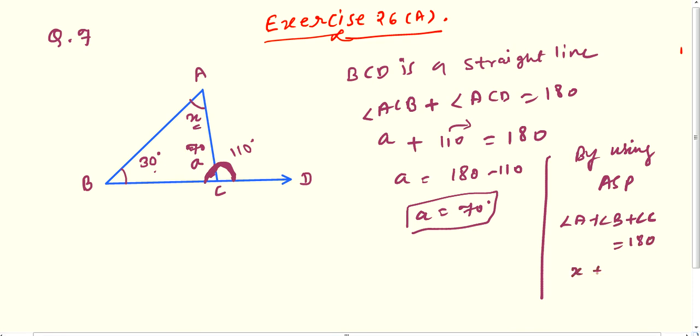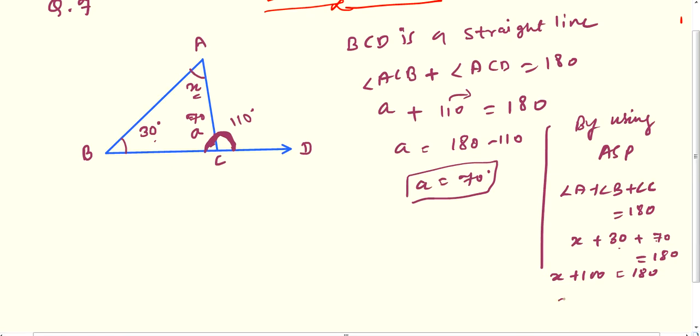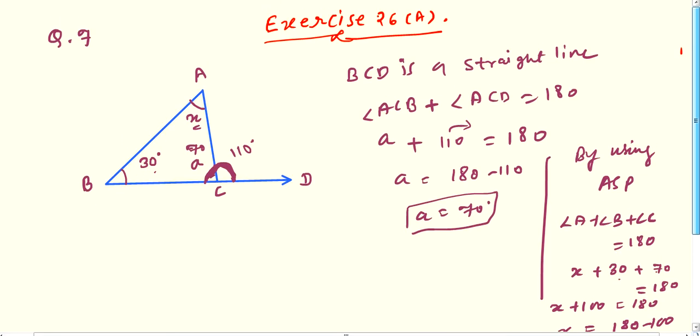Angle A is x, angle B is 30 degrees, plus angle C is 70 degrees, equals 180. This 30 plus 70 will give you 100. So x plus 100 equals 180 degrees. So now x equals 180 minus 100. X equals 80 degrees only. So the answer is the same but the process is different. Sometimes you can directly use the exterior angle property, sometimes you are not able to use that property. I will show you why you are not able to use that property directly sometimes.